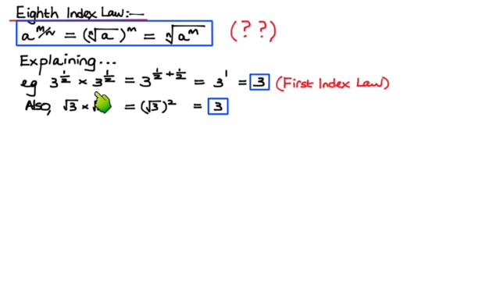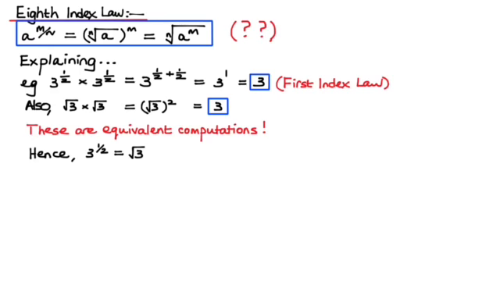Each of them gets you 3, but they each involve something multiplied by itself. This 3 to the half multiplied by 3 to the half, and also the square root of 3 multiplied by the square root of 3. Now there is only one particular thing which multiplied by itself can get you 3. Okay? These are equivalent computations, and hence I can say they must be the same little gremlin. This 3 to the half must be the same as the square root of 3.